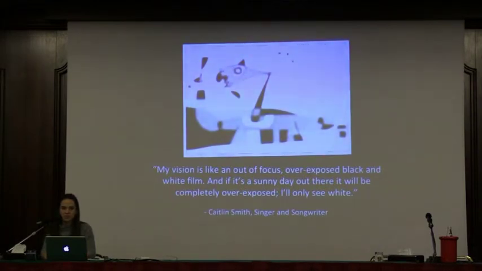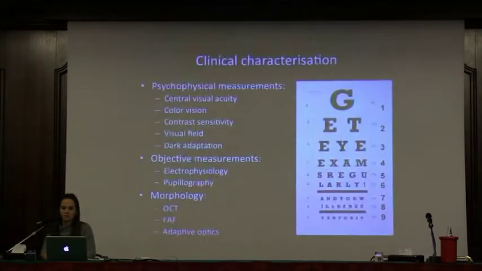How do we characterize this as a clinician? There are several possibilities for that. The one group is subjective measurements, so these are all measurements or examinations where we need your help. We are depending on how you respond in these tests. This is like measuring the central visual acuity, but this is only one parameter when we want to describe how patients see and what vision is in these cases.